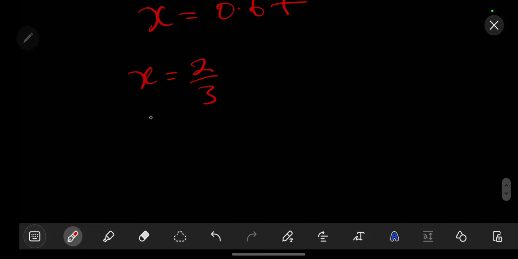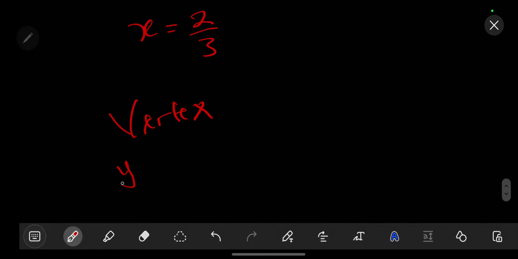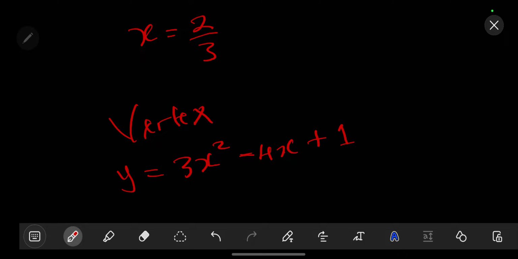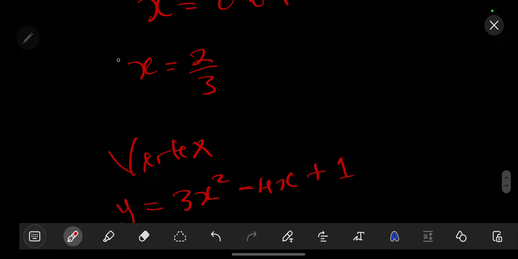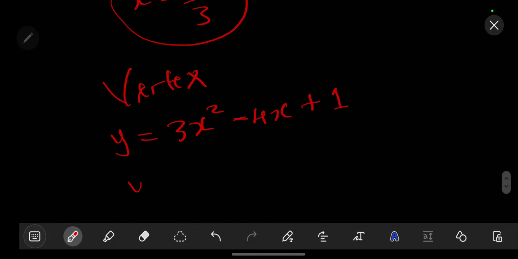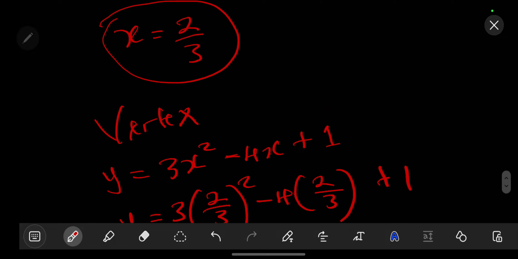So for the vertex, y should be equal to, to find it, since you already know what your x value is, get this x value and replace it there. So we are going to have y should be equal to 3, where there is x, we say 2 over 3 squared, minus 4, where there is x, we put 2 over 3, then we have plus 1 like that.